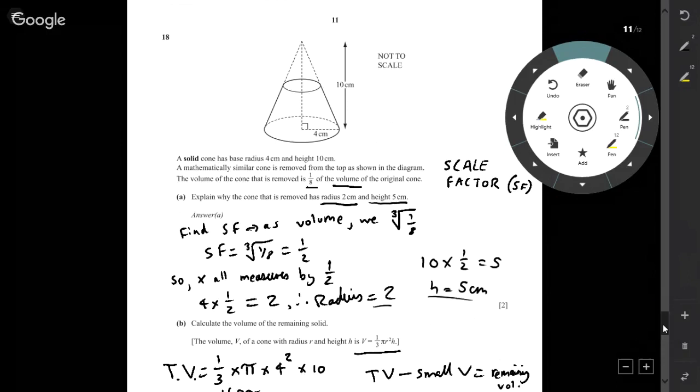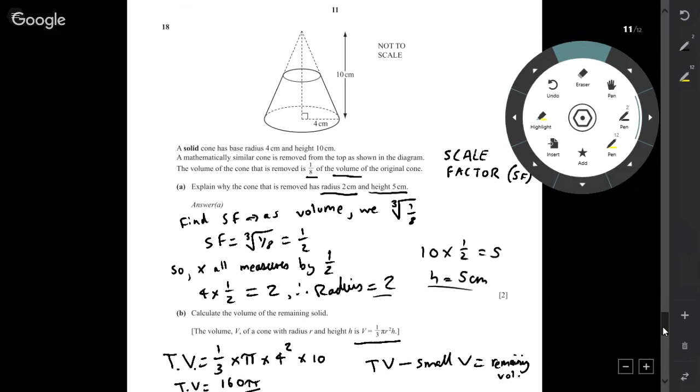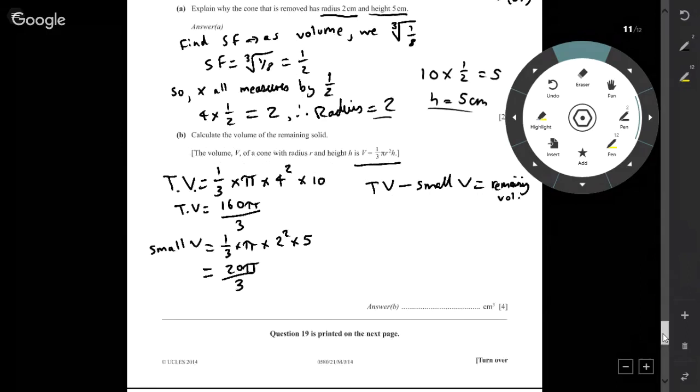Okay, so they've been nice for this next section. They've given you the formula for volume. So we're basically going to use this. What we're going to do is they want us to find the remaining solid. So we're going to find the total cone volume, then the small volume, and then we're going to take the small volume from the total volume. And that will give us the remaining volume.